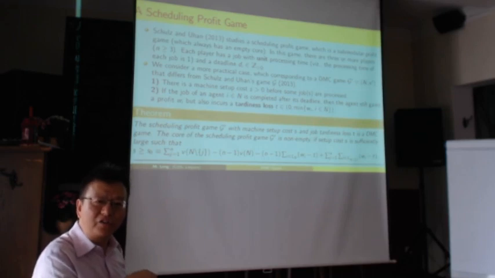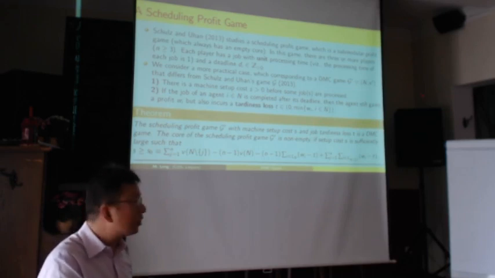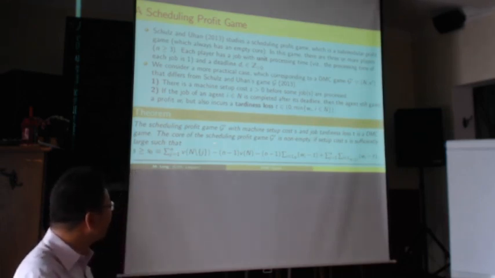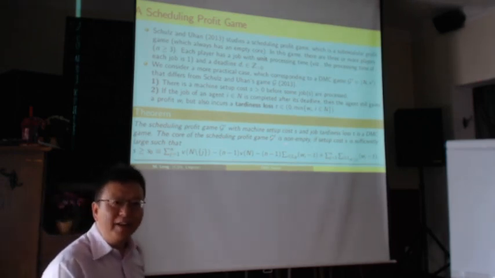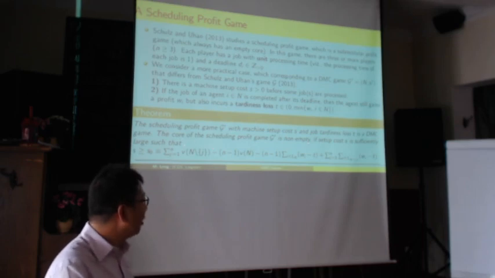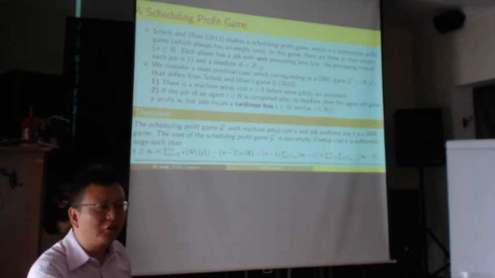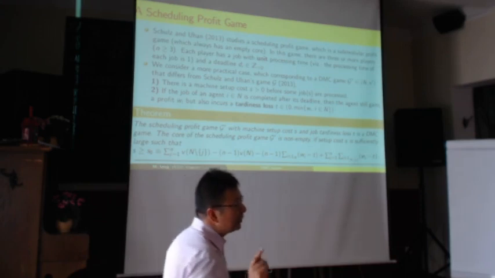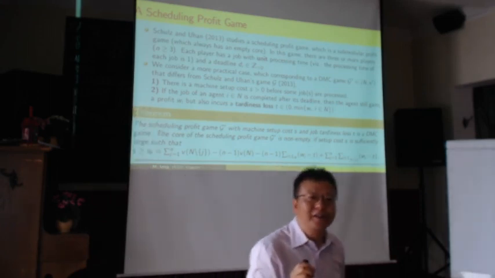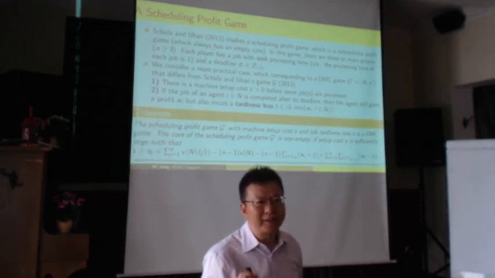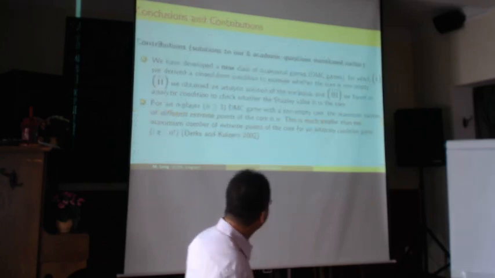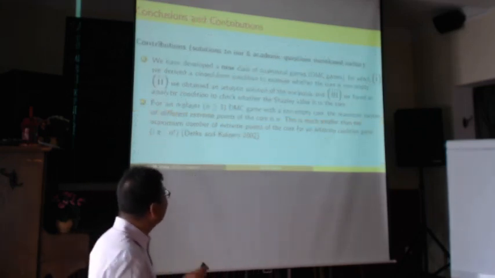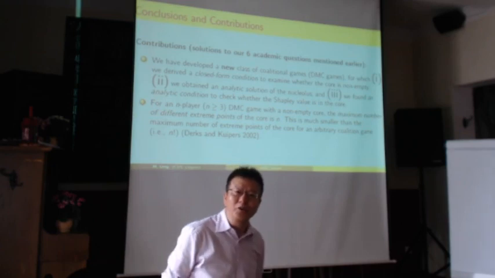Now, with machine setup cost and job timeliness loss, when I consider these two parameters, we find the scheduling profit game could be a DMC game, and also the core could be non-empty if this condition is satisfied. But this depends on how large the setup cost is. If this setup cost is very large, we will find the core is non-empty. Okay.